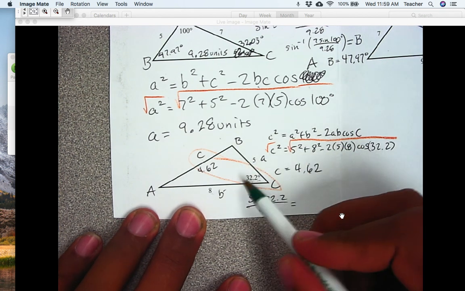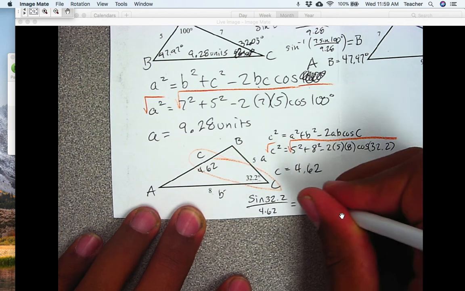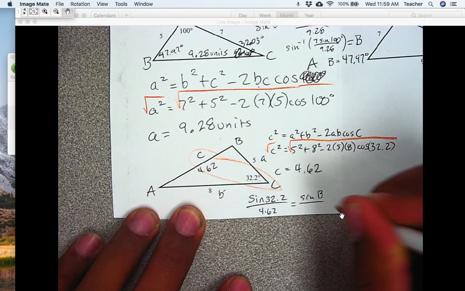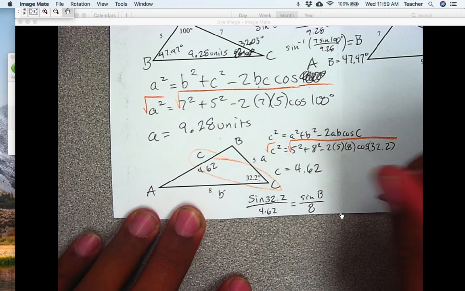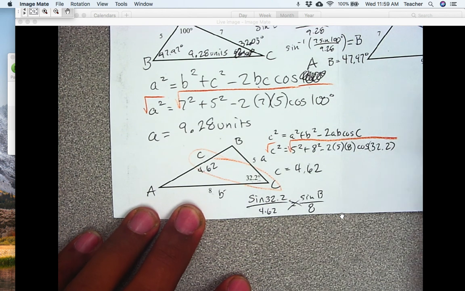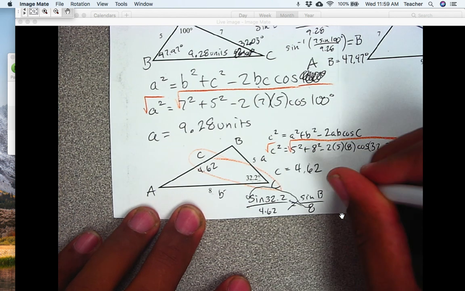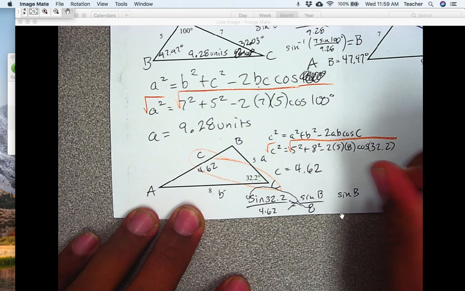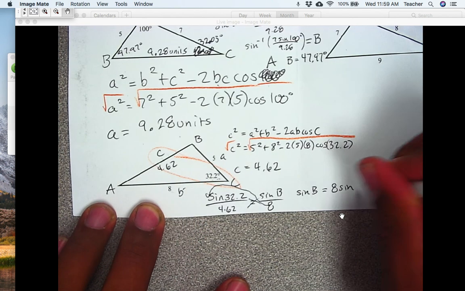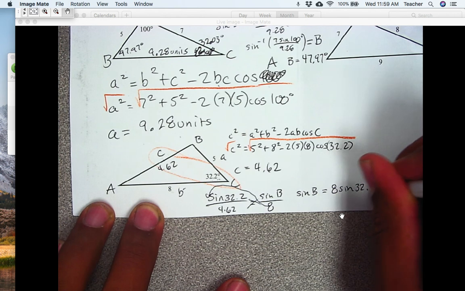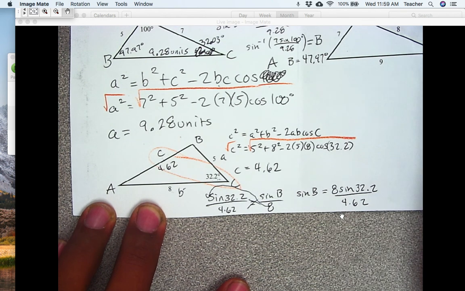Okay, and then we're going to go ahead and look for, it doesn't matter which angle you want, we'll go for B. So sine of B. And don't forget, when we're looking for angles, we need to use the inverse function. Okay, so I'm going to cross multiply here, but basically all I'm going to do is just move this 8 up here. So now sine of B is equal to 8 times sine of 32.2 over 4.6. Make sure you guys can see that.